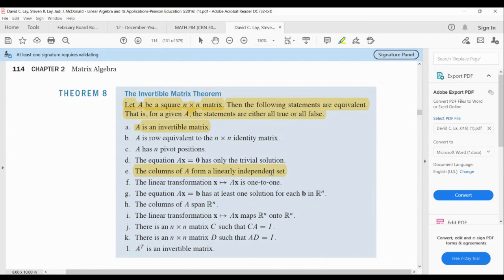So what I'd like to do is prove just a few more of these statements because I think it's useful, and then we'll see where we go from there. But are there any questions on this?